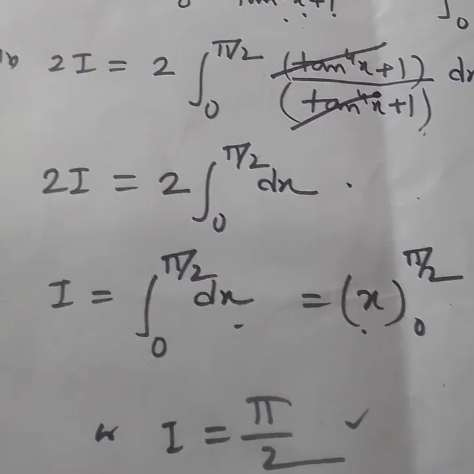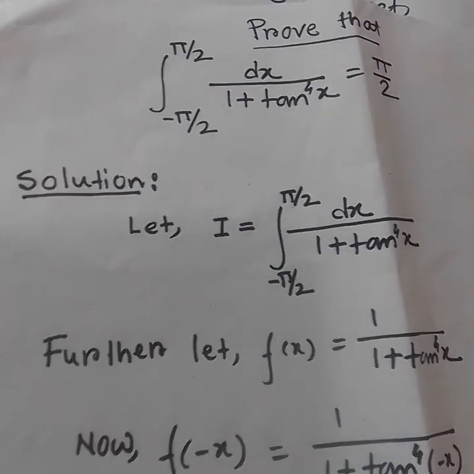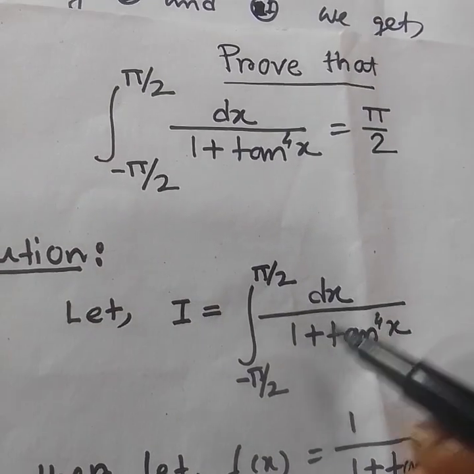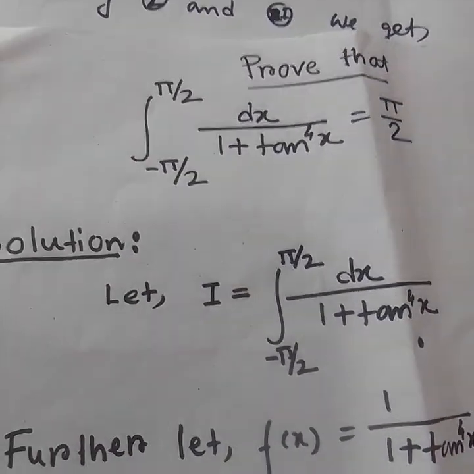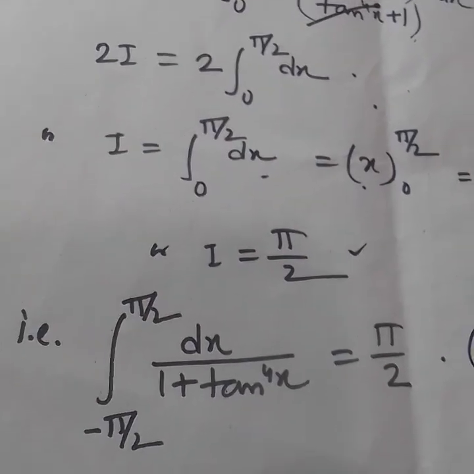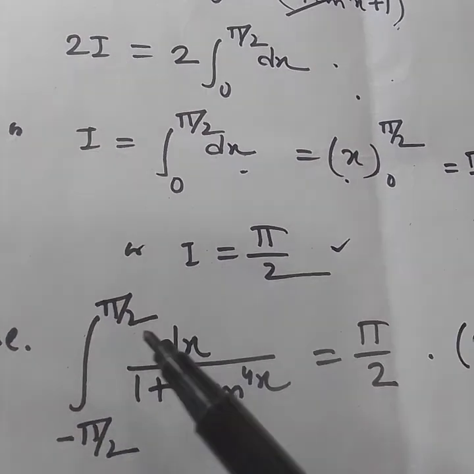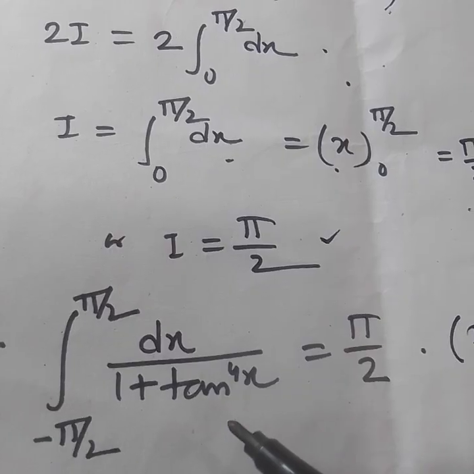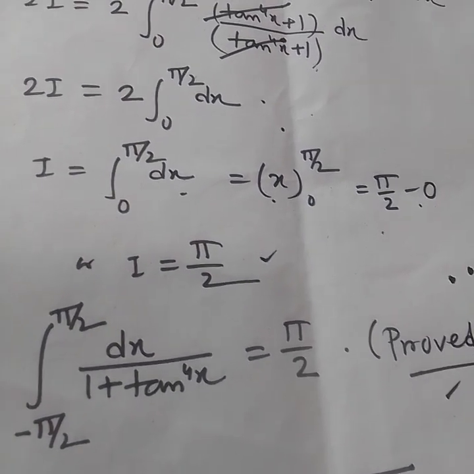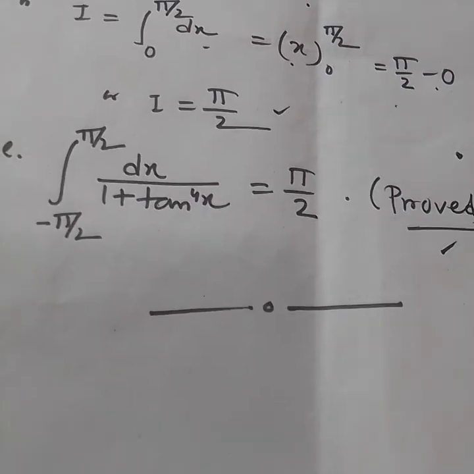In the starting of the problem, we set I equal to the integral from minus pi by 2 to plus pi by 2 of dx by 1 plus 10 to the power 4x. So finally we get the answer, that the integral from minus pi by 2 to plus pi by 2 of dx by 1 plus 10 to the power 4x equals pi by 2, proved. This is the problem that ends the problem.